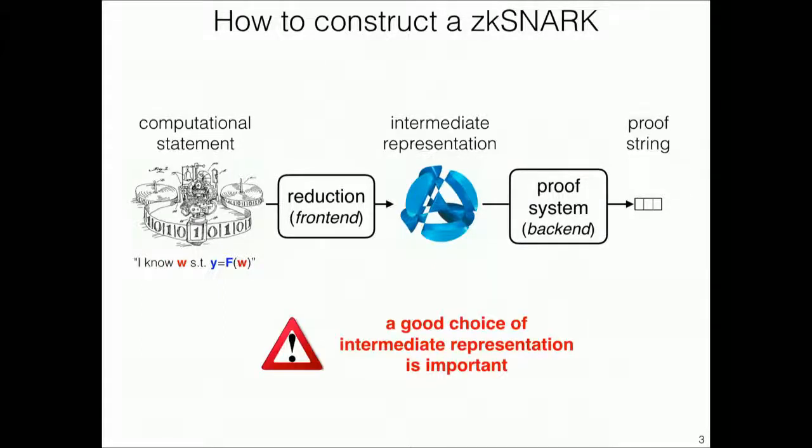Because of this two-step process, the choice of intermediate representation is very important because it affects both the efficiency of the reduction and the efficiency of the proof system. Today, I'll tell you a little bit about a proof system for an intermediate representation that has shown strong empirical value in practice. In fact, we already had a talk about this intermediate representation this morning. The language is that of rank 1 constraint satisfaction, or R1CS for short.